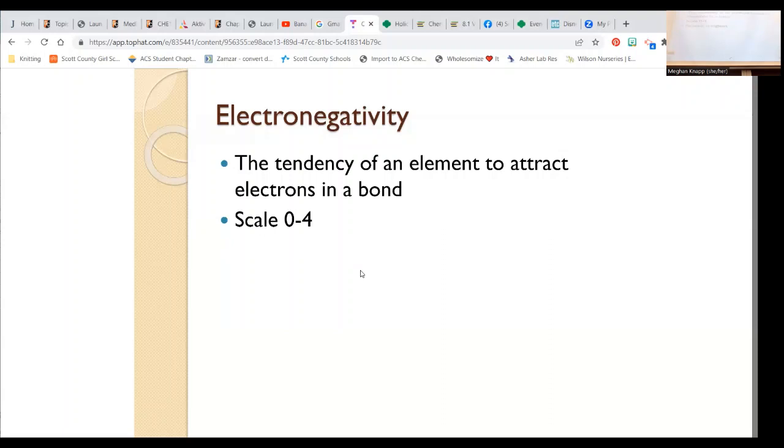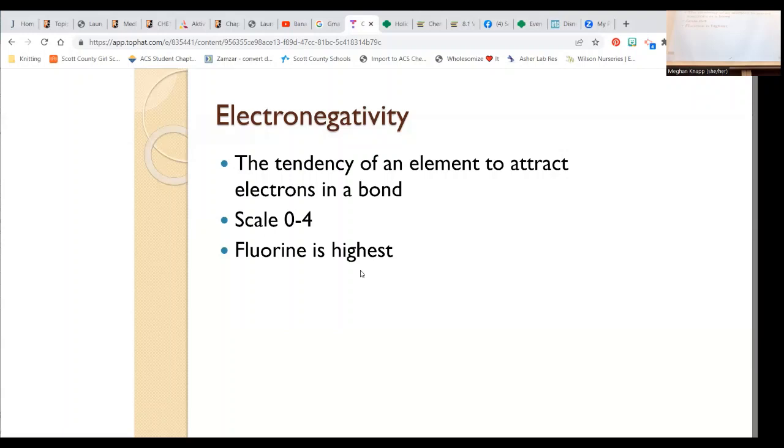Okay, so fluorine is the highest. Fluorine is a 4.0, and that's important to remember because everything gradually falls away on the periodic table from fluorine. As you go from right to left away from fluorine, fluorine is a 4, oxygen 3.5, nitrogen 3, carbon 2.5, boron 2, beryllium 1.5, lithium 1. So the farther you get away from fluorine, the smaller it is.